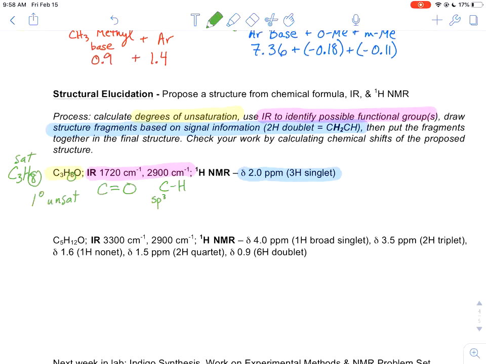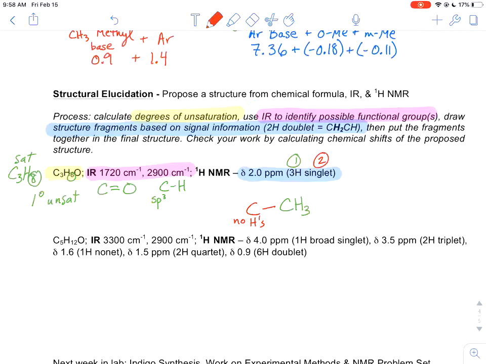Now, the cool part. We have an NMR fragment of a 2.0 ppm 3H singlet. I like to start with the 3H part first, so let's start with that. That just tells us we have a CH3 group. And the fact that it's a singlet tells us that it's connected to a carbon that has no hydrogens attached to it. Okay. Now we want to consider that we have a higher chemical shift than normal.